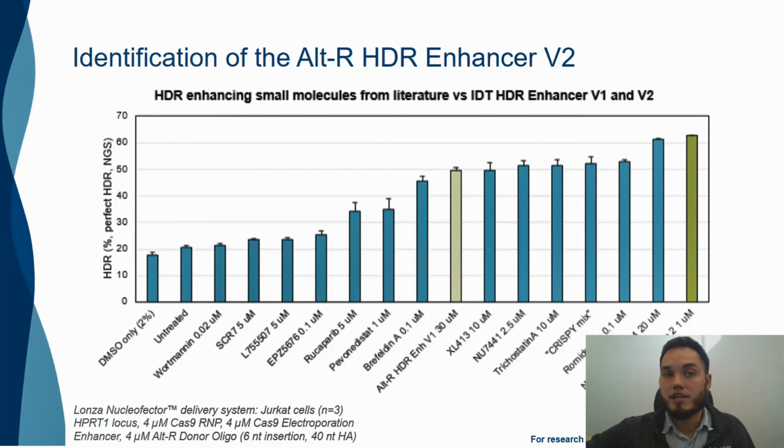Since then, though, we've continued screening and identified more compounds, which led to the identification of our HDR Enhancer V2, shown here in dark green, which provides significant improvement for HDR rates even above the V1 enhancer. In addition to the best improvement in HDR efficiency, the V2 enhancer is also delivered at a lower concentration, which allows for better cell viability as well.